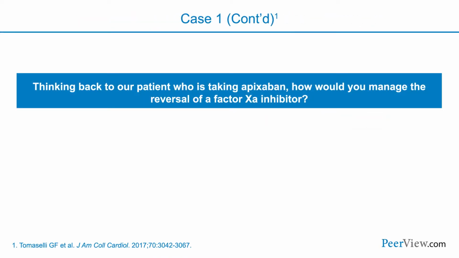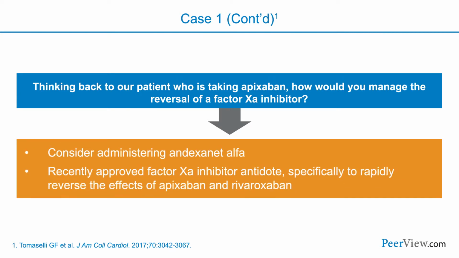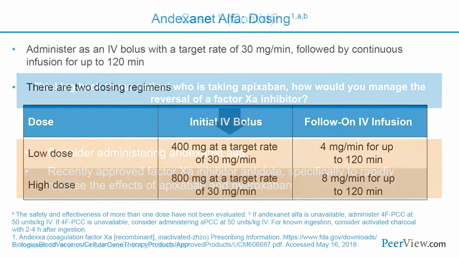Now, in managing a patient like this who has a life-threatening GI bleed while taking apixaban, we have a new option. Recently approved was a specific reversal agent for factor Xa inhibitors called Andexanet alfa. This works rapidly and specifically to reverse the effects of both direct and indirect factor Xa inhibitors, so it should be useful in these unusual bad bleeding situations. This drug has just been approved.